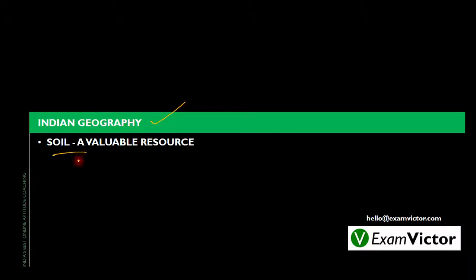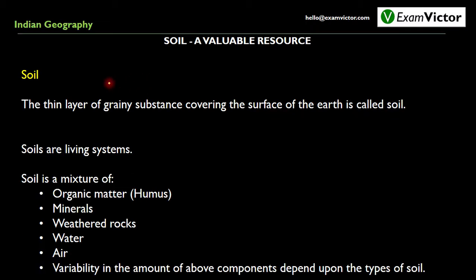We shall now study soil, a valuable resource. We have learned since our junior classes that soil is the thin layer of grainy substance which covers the surface of earth. Soil is of utmost importance for living systems, and it takes about 100 years to form just 1 centimeter of soil. Thus, soil formation is a very slow process.